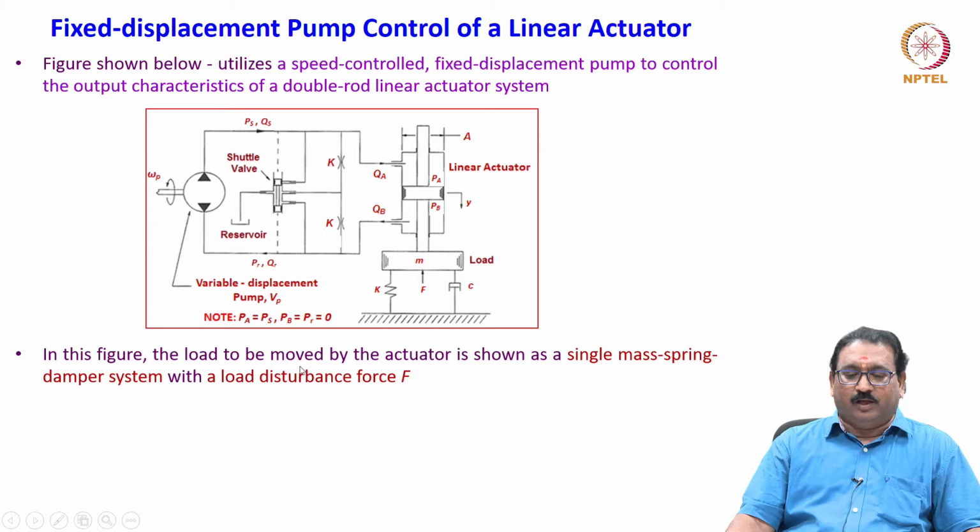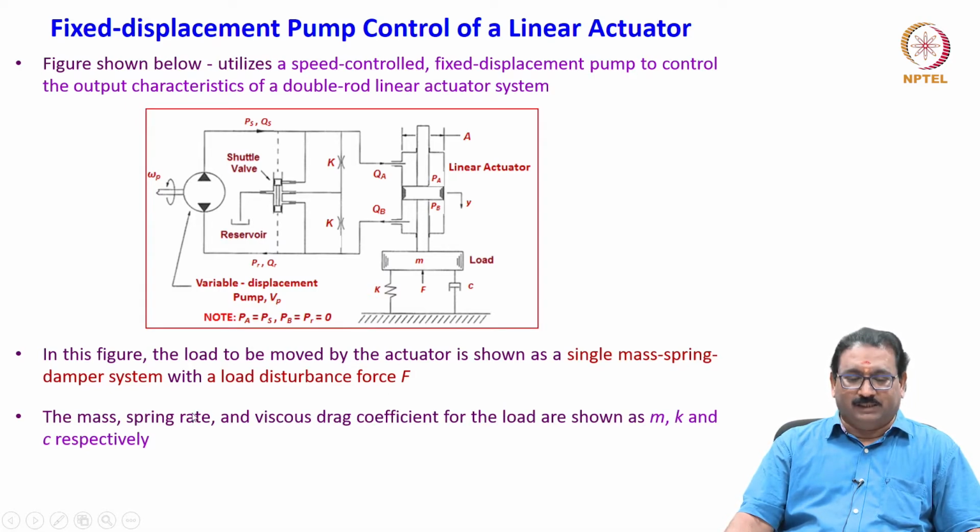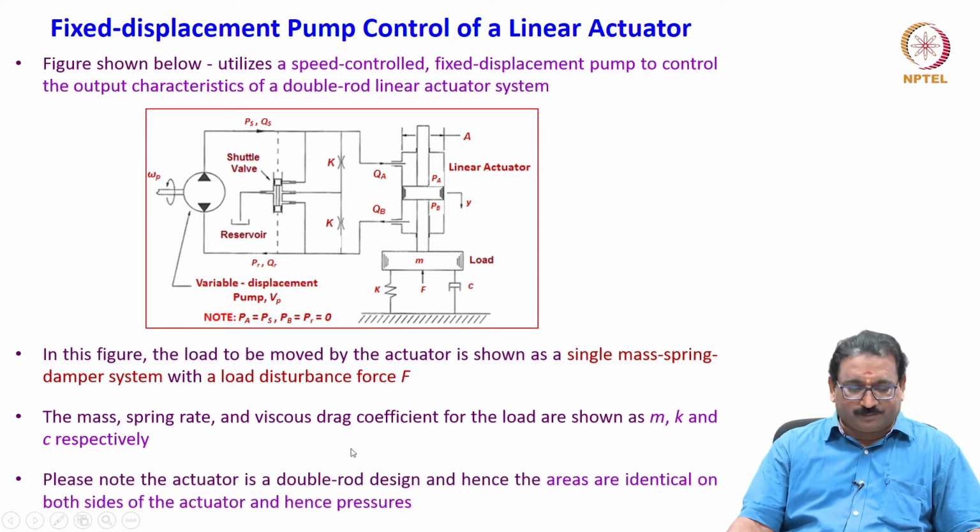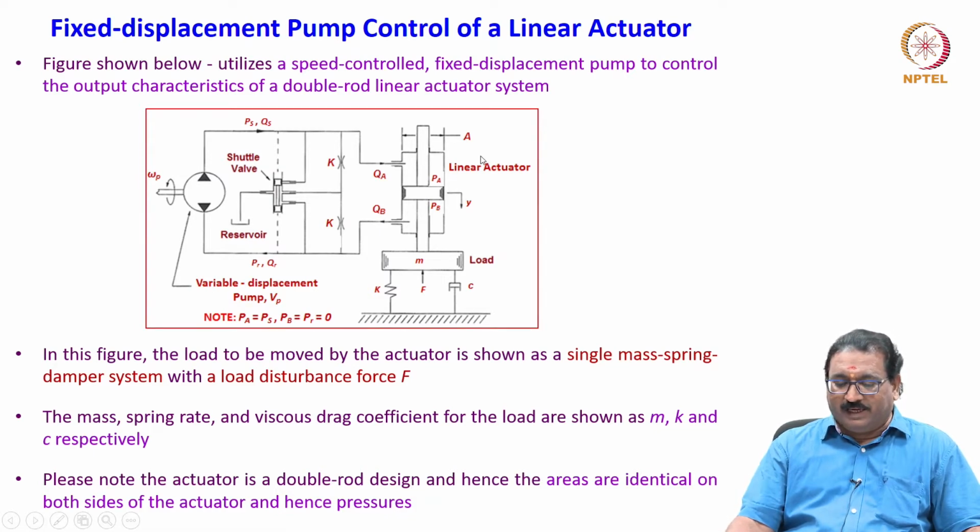In this figure, the load to be moved by the actuator is shown as a single mass spring damper system with a load disturbance force F. The mass, spring rate and viscous drag coefficient for the load are shown as M, K and C respectively. Please note, the actuator is a double rod design and hence the areas are identical on both sides of the actuator, and hence the pressures.